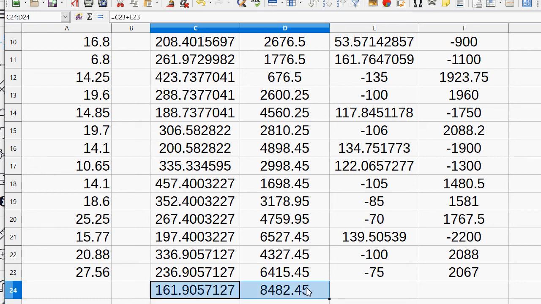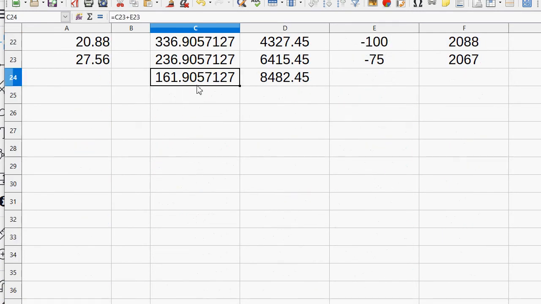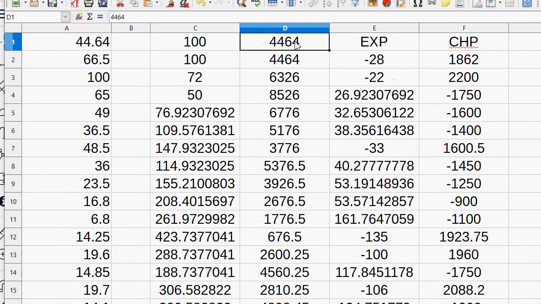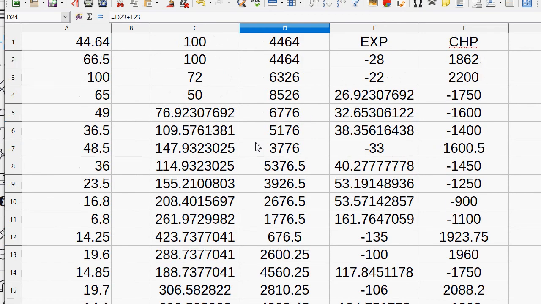The ownership at 161 and 82. Well, we started with 100, and we'd have plus 60. 60%. 8,400 from 4,400. That's almost double. So your average gain is about 80% on net tokens.